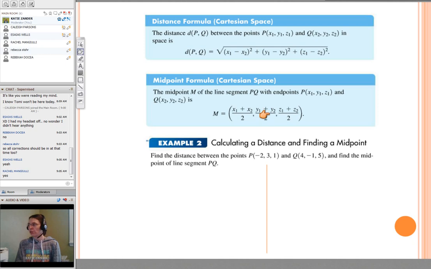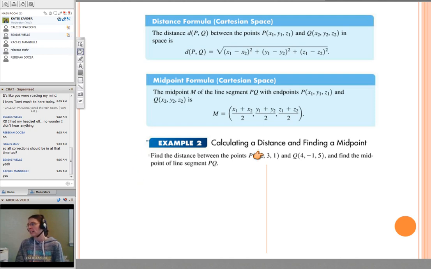We're just going to do it again and incorporate the z values of the points, averaging those z values to help you find the midpoint there. Okay, so nothing too spectacular. We're just repeating the pattern that we see in those formulas to include that third dimension. So let's go ahead and do example 2 on the board here.